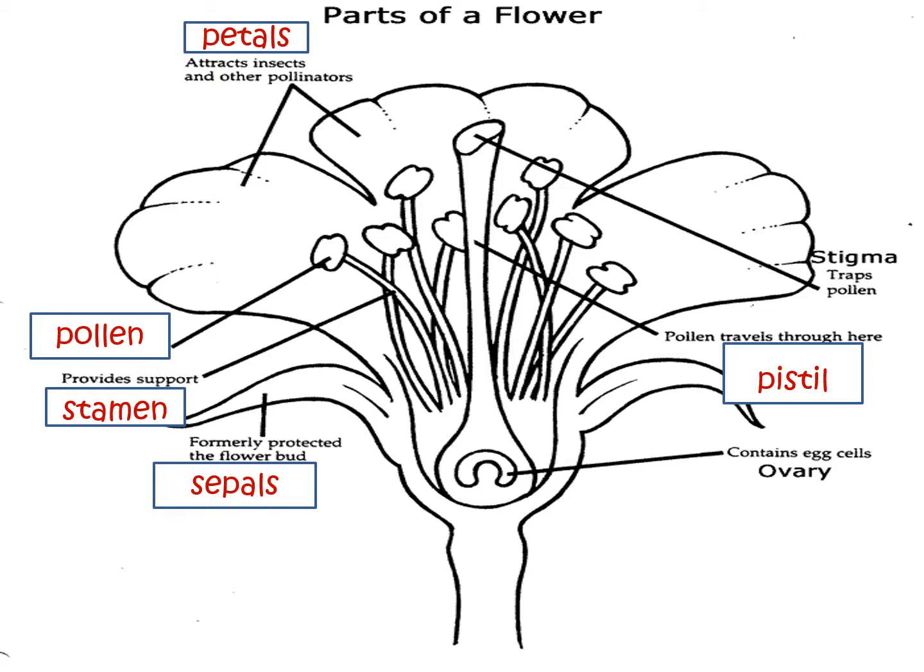Some other parts you'll notice on this diagram are the stigma, which traps pollen, and the ovary, which contains egg cells. That's all for our lesson today. Thanks for joining us.